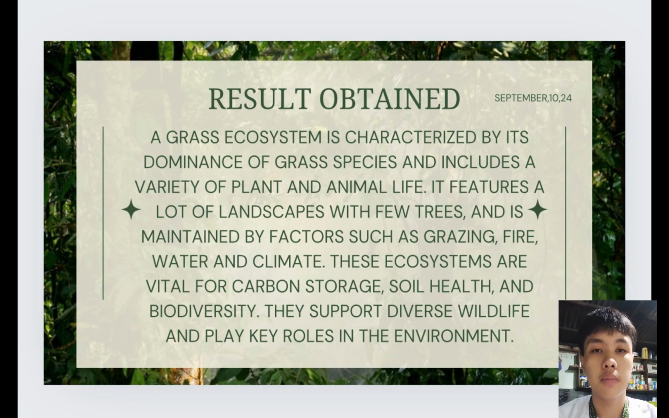So this is our brief report of the results obtained. A grassland ecosystem is characterized by its dominance of grass species and includes a variety of plant and animal life. It also features a flat landscape with few trees, and one example is the savanna, and it is maintained by factors such as grazing, fire, water, and climate. These ecosystems are vital for carbon storage, soil health, and biodiversity. They support diverse wildlife and play key roles in the environment.